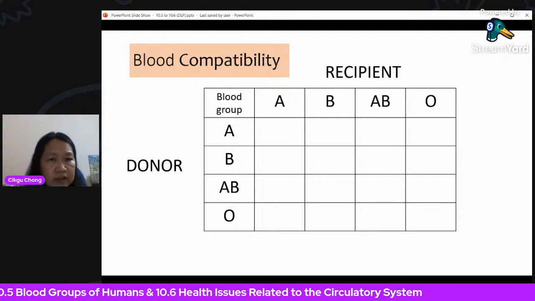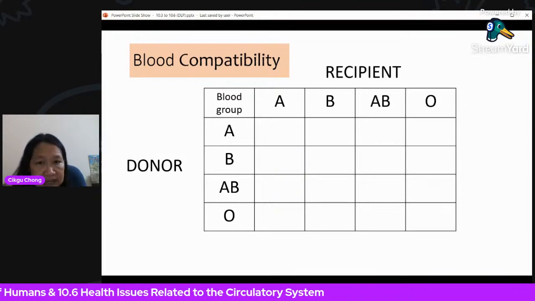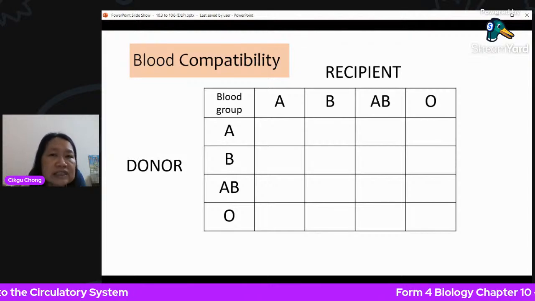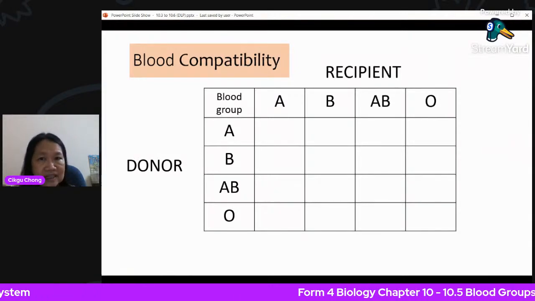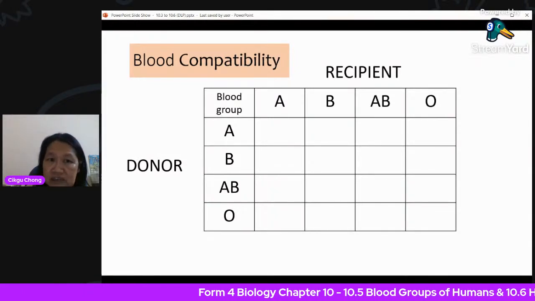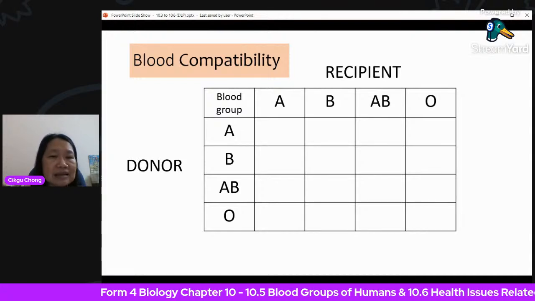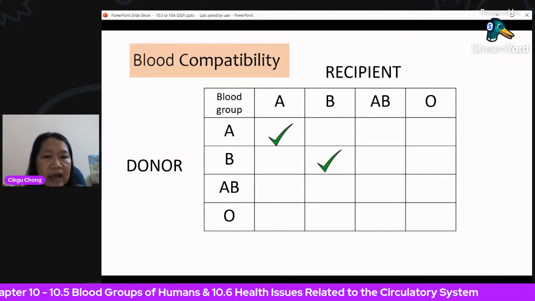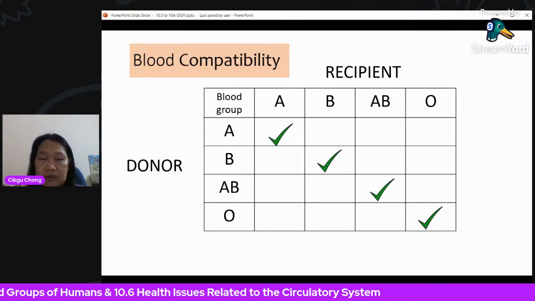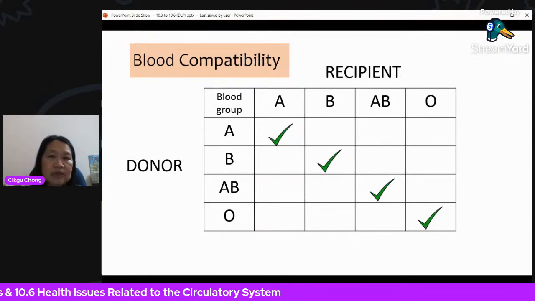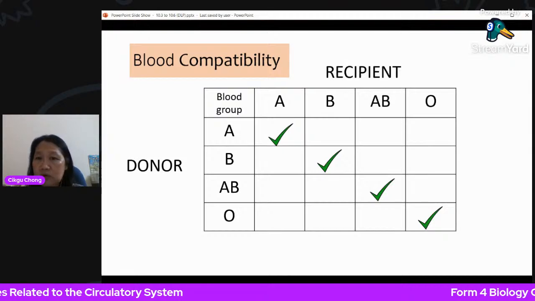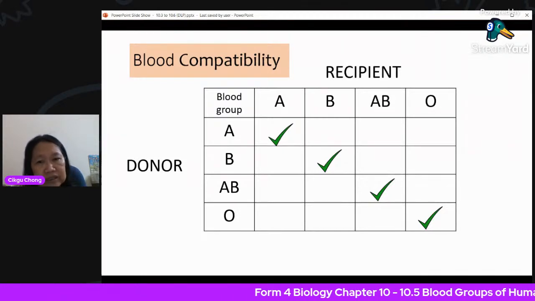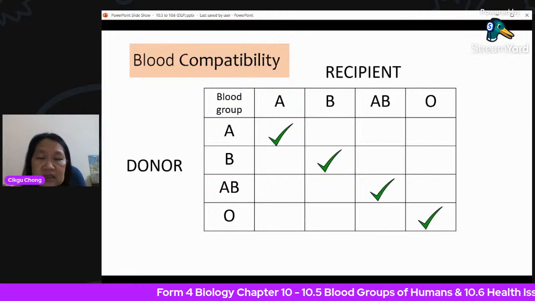Now, look carefully. It makes a lot of sense. A person who has that blood group can always receive back the same blood. If I'm A, definitely I can receive A. So you tick all the boxes that correspond. A definitely can take A blood. B definitely can take B. AB will take back AB. O can take O. That is logical. Let's start to fill up the other boxes.